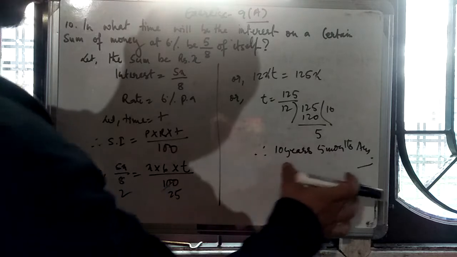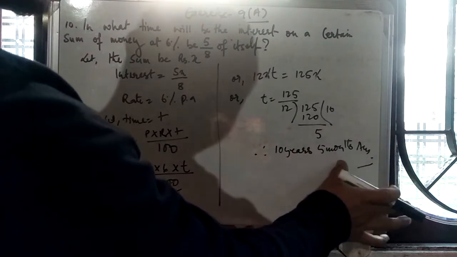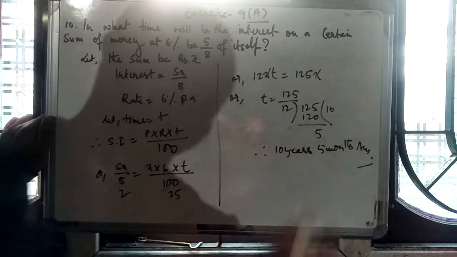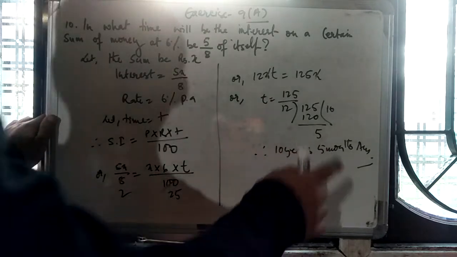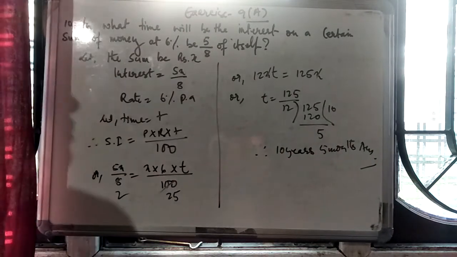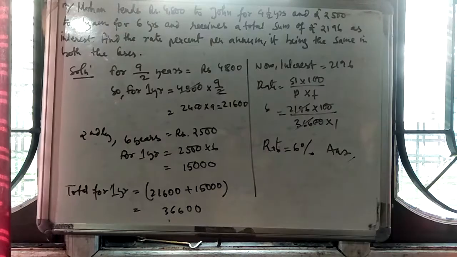If you divide, 12 10s are 120, so the remaining part is 5. So we can take out the answer as 10 years 5 months. This converts into years and this converts into months. So the answer is 10 years 5 months.